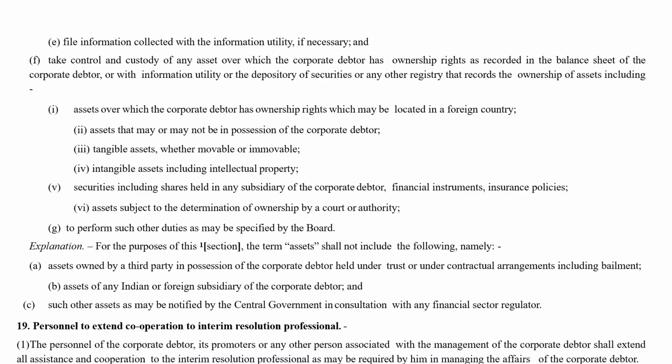And for the purpose of this section, the term assets shall not include the following, namely assets owned by a third party, right? Held under trust, or assets of any Indian or foreign subsidiary of the corporate debtor, and such other assets as may be notified. So normally he will take control and custody of all the assets. Okay?